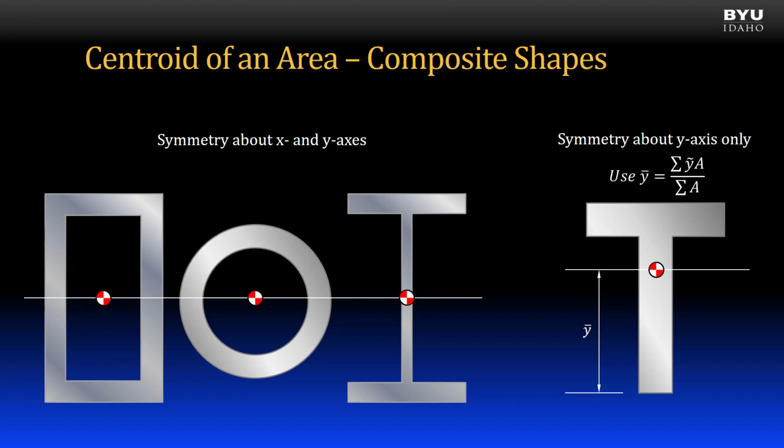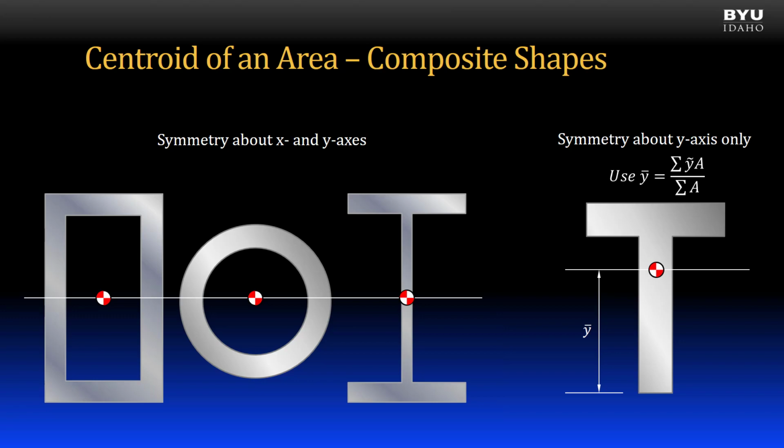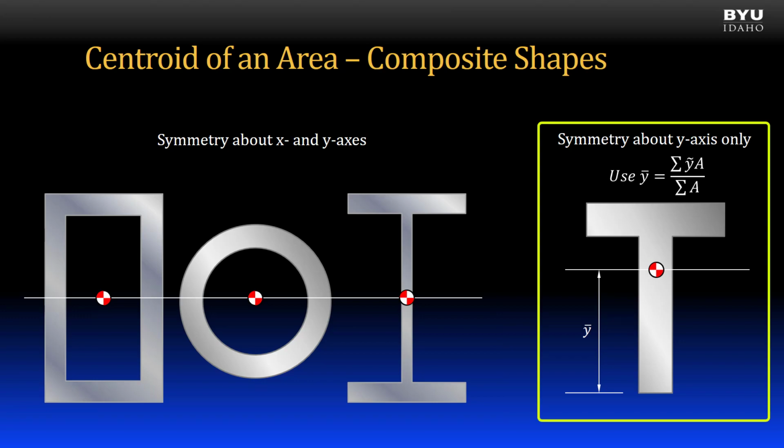Most of the cross-section geometries that we use for beams are symmetrical about the y-axis, and many are symmetrical about both the x and y axes. For cross-sections symmetrical about both x and y axes, the centroid is easily found at the center of the cross-section. For sections symmetrical about the y-axis only, the vertical location of the centroid needs to be found using the y-bar equation.